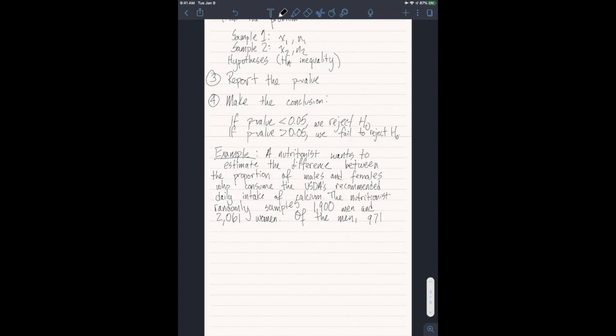consumed the recommended amount of calcium? And of the women, how many of them? Let's see, there's 2,061. Let's say of the women, 1,548 consume the recommended amount.